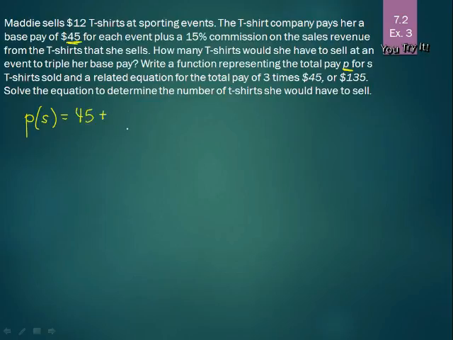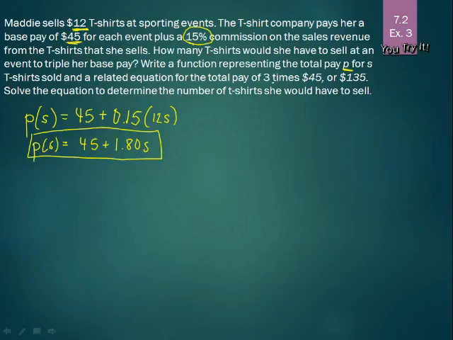And then in addition to that, it tells us she makes a 15% commission from the sales of all those t-shirts. And so 15% as a decimal is just 15/100. And then it's going to be 15% of the revenue of the t-shirts. And so for each t-shirt, it's $12. And so it'll be 15% of 12 and then times the number that she sells, which is S. And so there's our equation, and we can simplify that a little bit by just multiplying 15/100 by 12, which gives us 1.80 S.